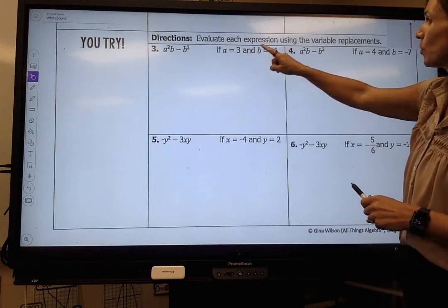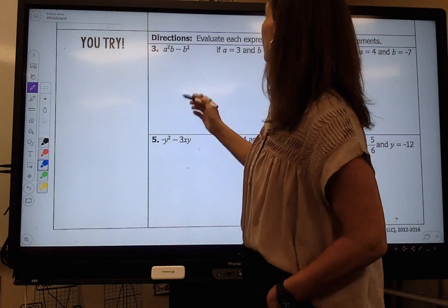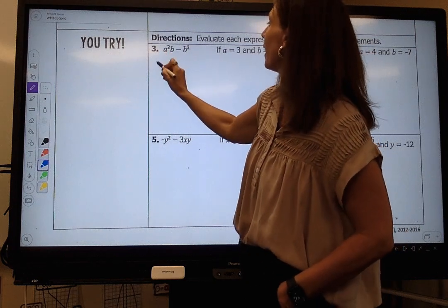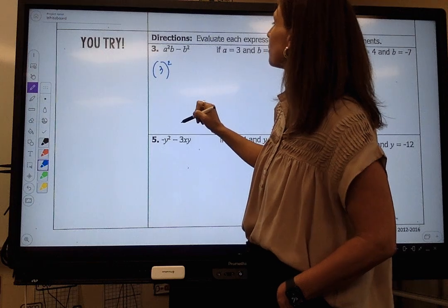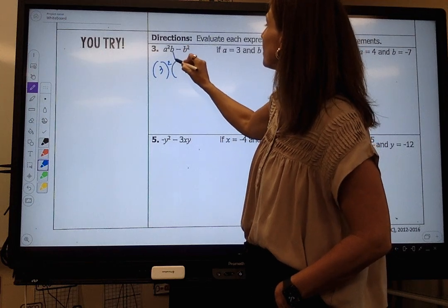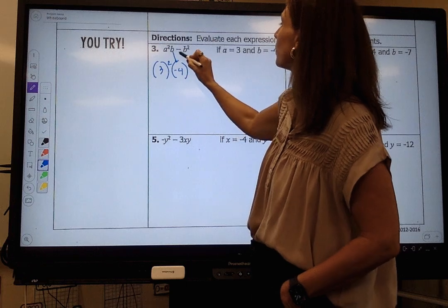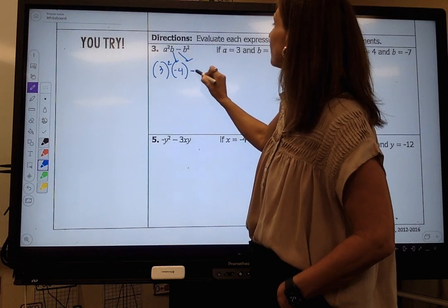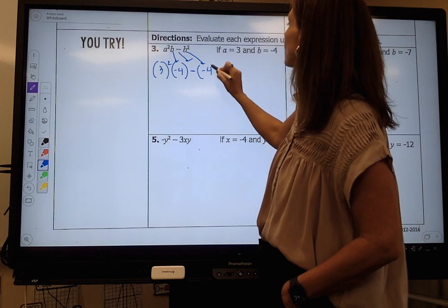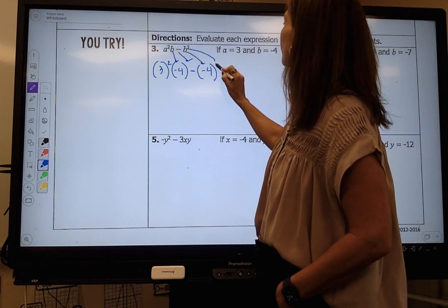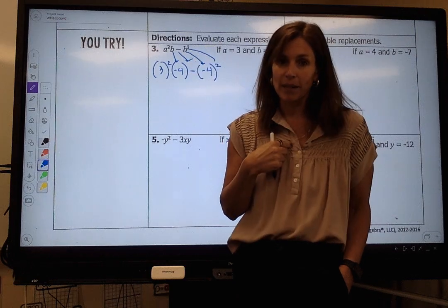Okay, I'm going to do numbers 3 and 5. All right, so evaluate. A, put in parentheses 3. That squared goes outside the parenthesis. In parentheses, I'm going to put B, which is -4. I close out that parenthesis. I bring the negative down. And then in parentheses, I put my B value, which is -4. And then I put that squared. Your setup should look just like my setup.